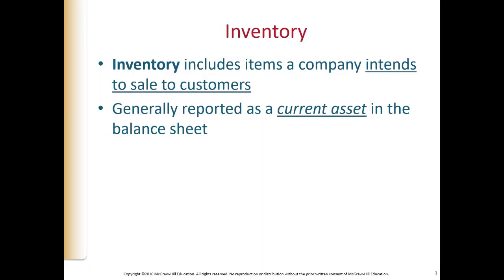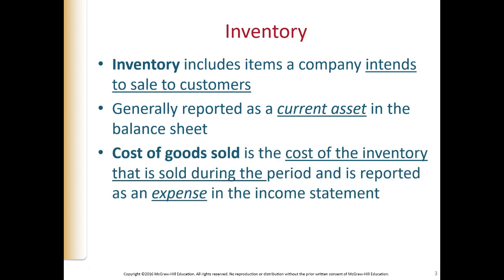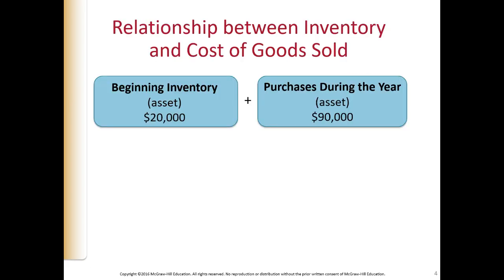Let's turn to inventory. Now, inventory, as I'm sure you know, represents the items a company intends to sell to customers. These are listed as a current asset in the balance sheet. Cost of goods sold represents the cost of the inventory that is sold during the period. It's reported in the income statement as an expense. So inventory is the cost of the items that you're going to sell to customers, and it's a current asset. Cost of goods sold is the cost of the inventory items you sold during the accounting period.